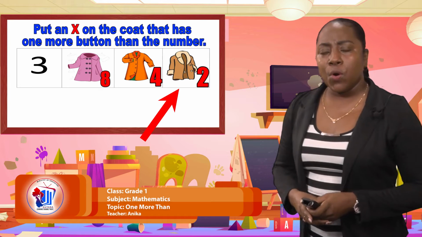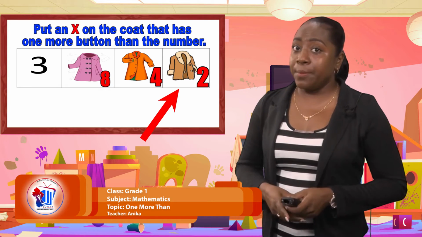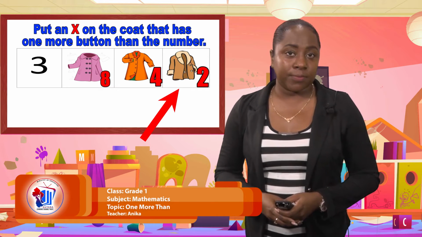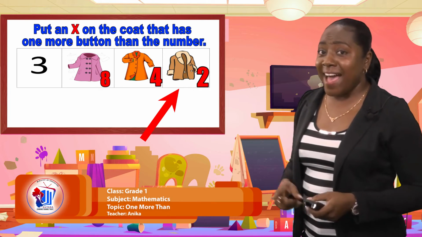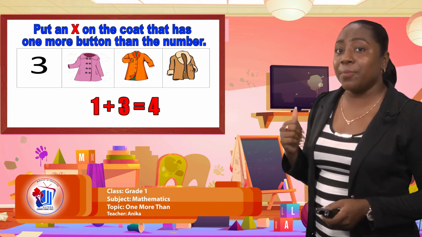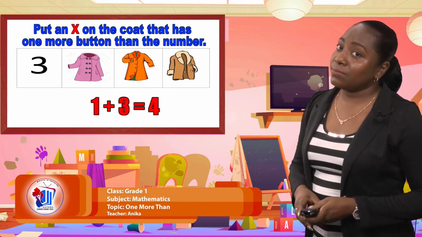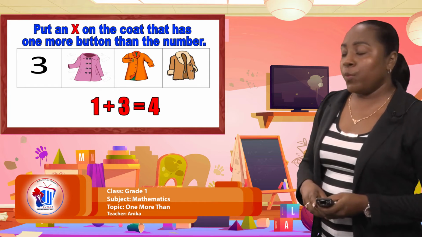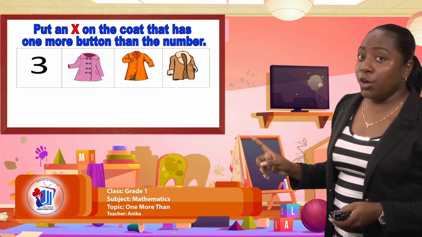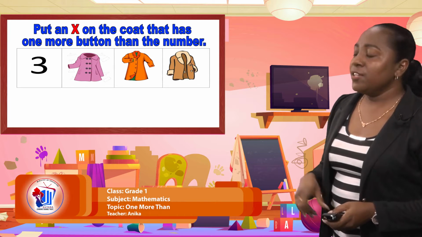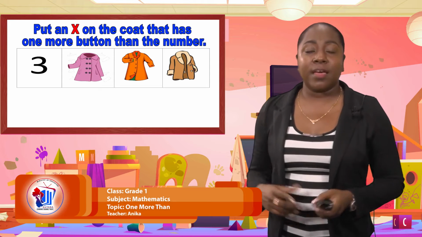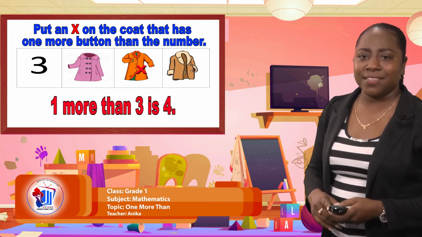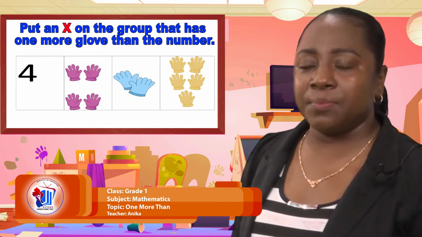So if I want to know what's 1 more than the number 3, what do I need to do? Do I need to add or do I need to subtract? That's good. I need to add. So I need to add 1 more to the number 3. And that will give me, what would it be? Good. That will give me the number 4. And when we look at the coats, the orange coat has 4 buttons. So if you were able to identify that coat, then you're correct. 1 more than 3 is 4. Easy.